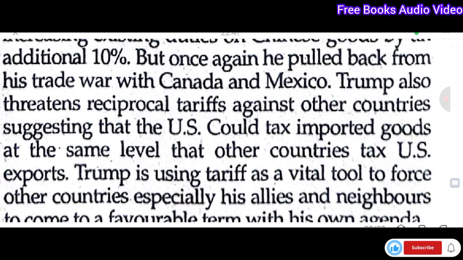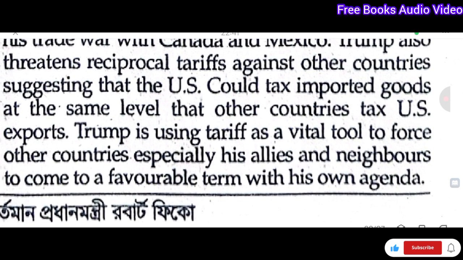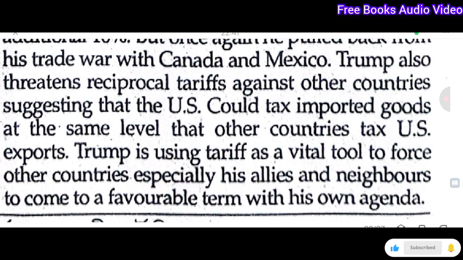Trump also threatens reciprocal tariffs against other countries, suggesting that the US could tax imported goods at the same level that other countries tax US exports. Trump is using tariffs as a vital tool to force other countries, especially his allies and neighbors, to come to favorable terms with his own agenda.